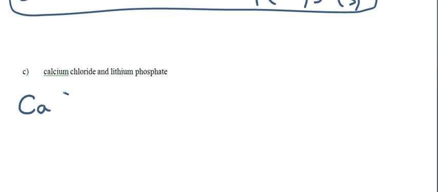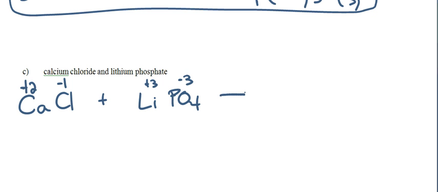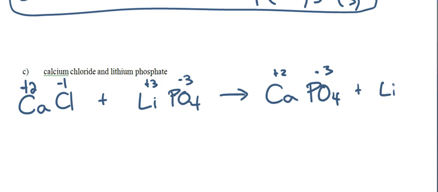Alright, so calcium chloride, plus 2, minus 1, and lithium phosphate, plus 1. Phosphate is negative 3. So we'll have calcium with the phosphate, negative 3 plus 2, and that's going to be with lithium chloride. Plus 1, minus 1. Okay, so lithium chloride looks good. Let's balance these guys out over here. So plus 2, we need 2 chlorines. Lithium has a plus, whoa! Lithium does not have a plus 3, it has a plus 1. Sorry about that. So a 1 there.